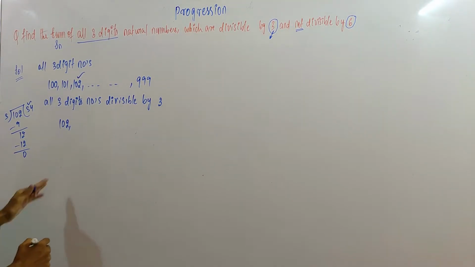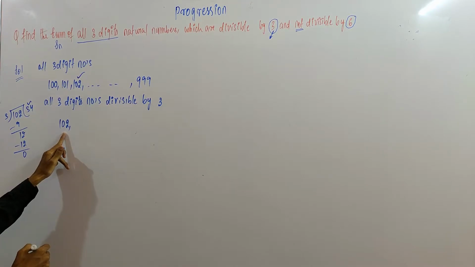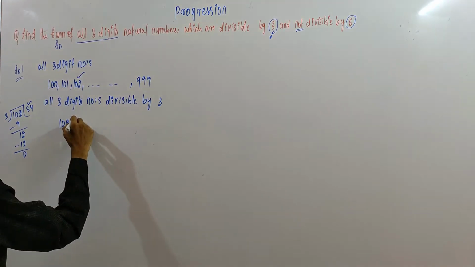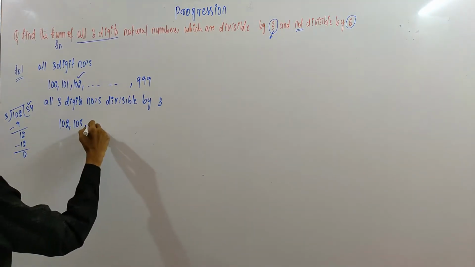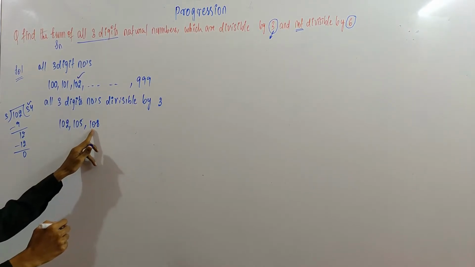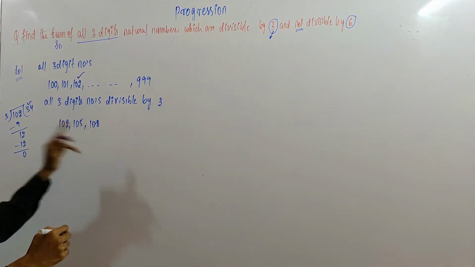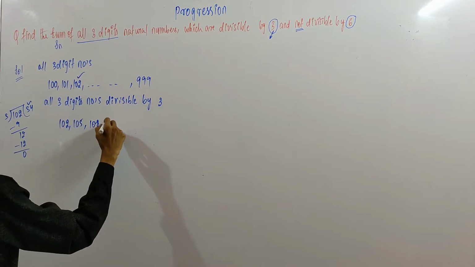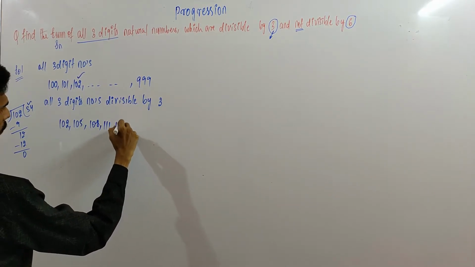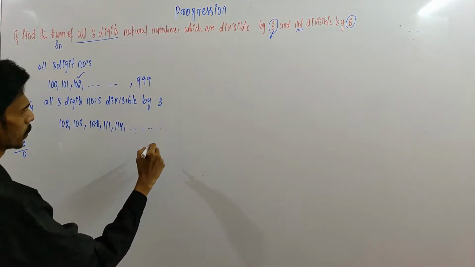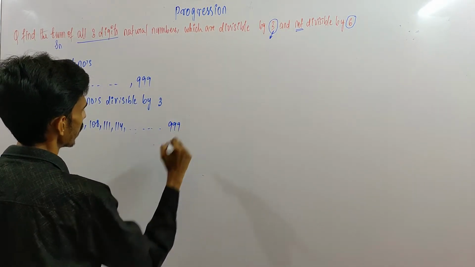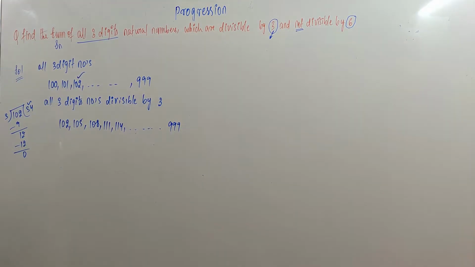The next number divisible by 3, add 3 to this number, we will get 105. The next number is 108. Just add 3 to the previous number and we will get the next number. The next number is 111. Next is 114 and so on up to 999. 999 is also divisible by 3.